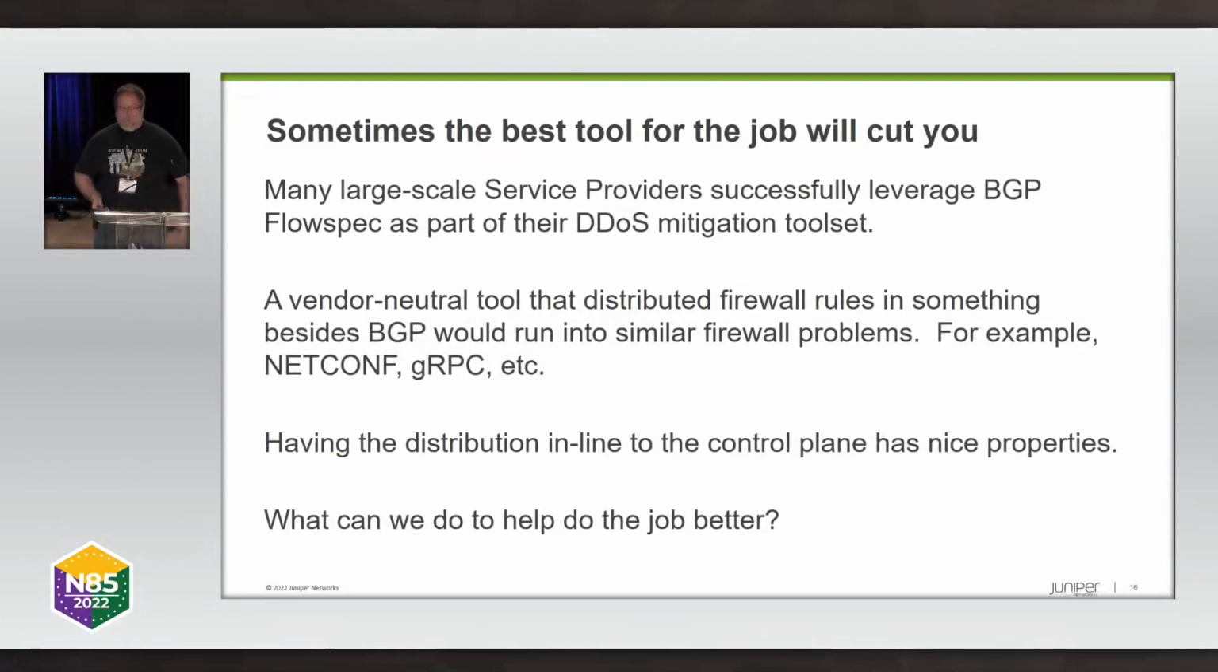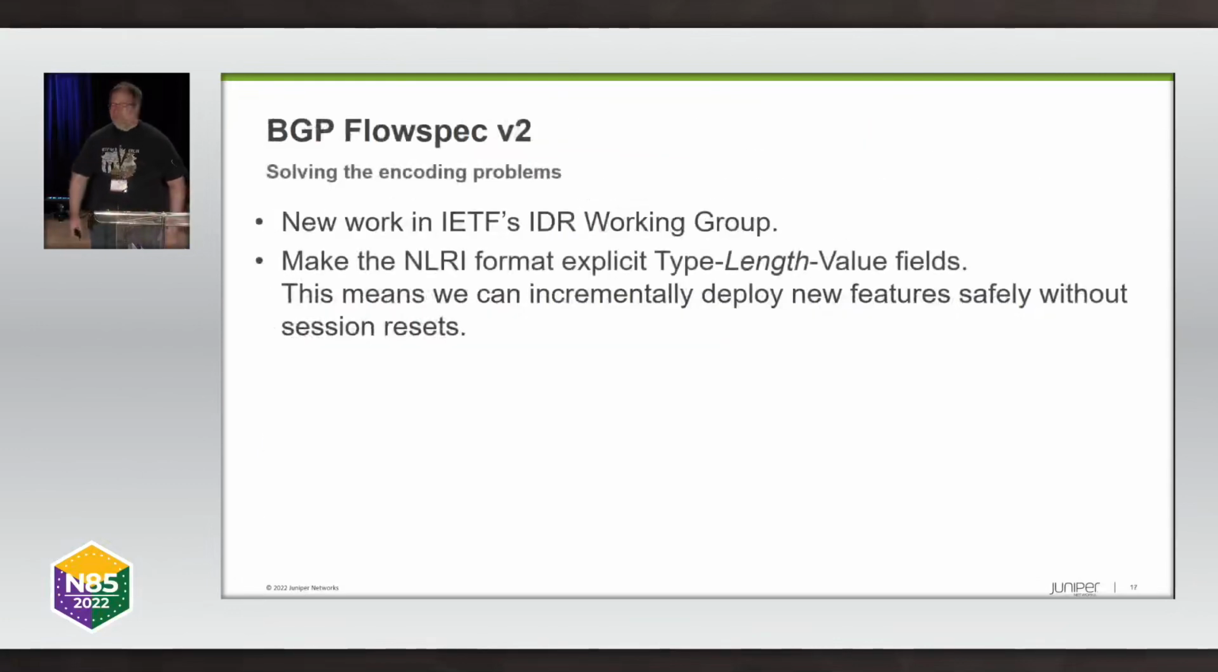So the question is, what can we do to help things do better? So we start getting into a little bit of the future. Flowspec v1, as I mentioned, was sort of stuck. It was partially misdesigned. We have to have a way to actually allow things to move forward.